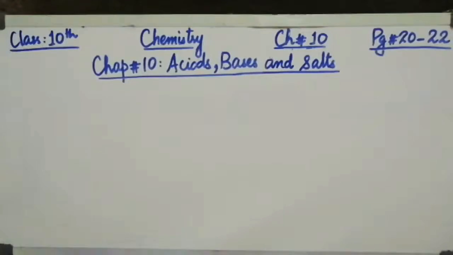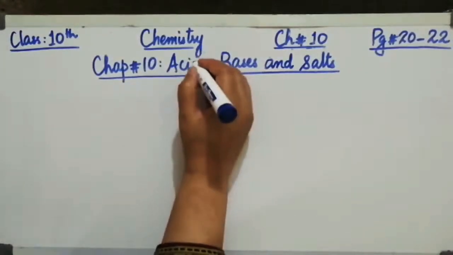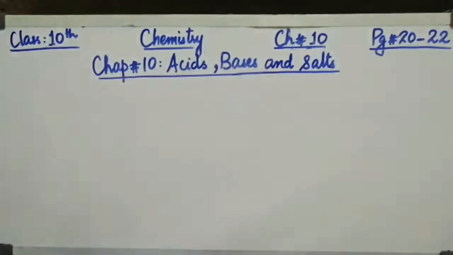Welcome to chemistry class for grade 10. Today we are going to start the next chapter, that is the second chapter of your book, and the title of this chapter is Acids, Bases and Salts.